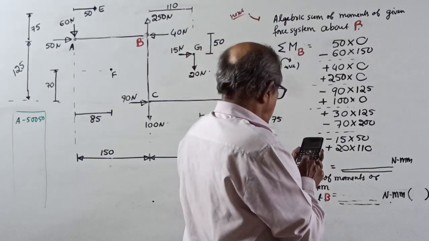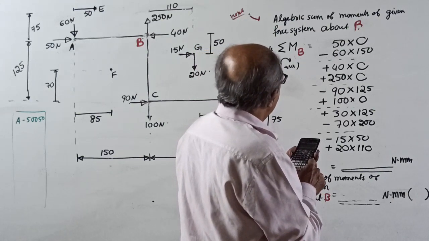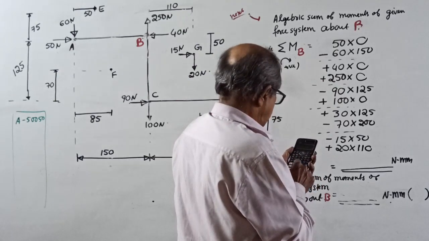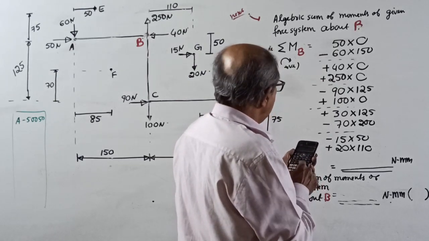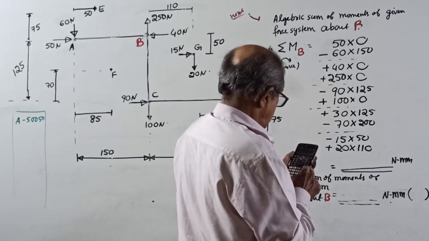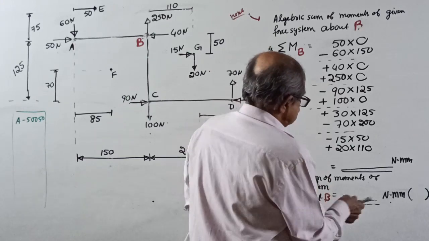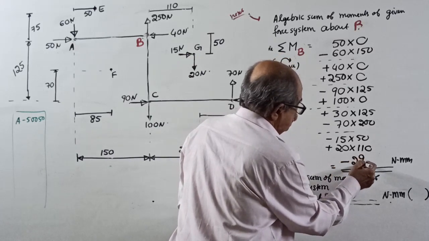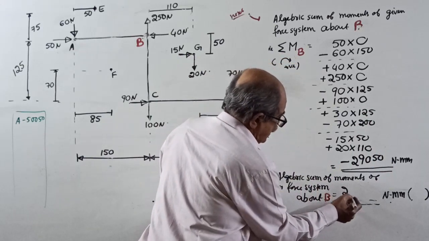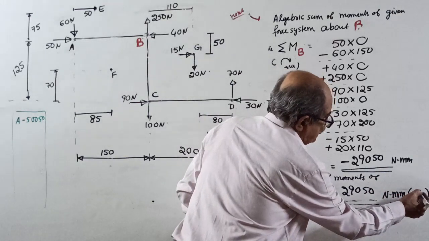But anyway, leave it. You minus 60 into 150. Then minus 90 into 125. Plus 30 into 125. Minus 70 into 200. Minus 15 into 50. Plus 20 into 110. 29050. Minus 29050 is the answer, or answer is 29050 Newton millimeter, once again anti-clockwise.